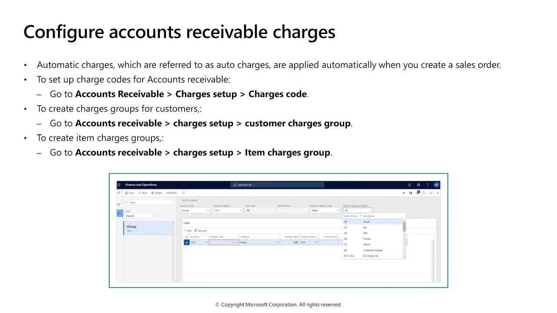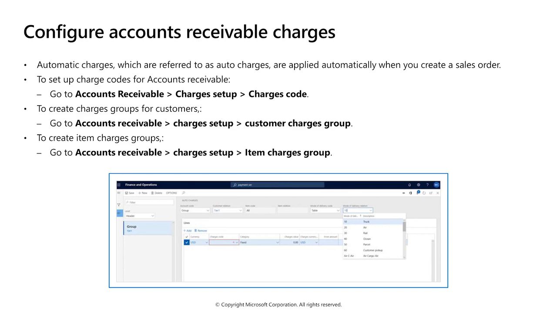The third step is we need to set up item charge groups, which are required only if we have a group of products for which we need to define auto charge. If the charge is applicable for all products or just for a particular product, we will not need to set up an item charge group. Again, if we define an item charge group, we would also have to associate our product to the group. We can do this on the Sell tab of the Released product form.